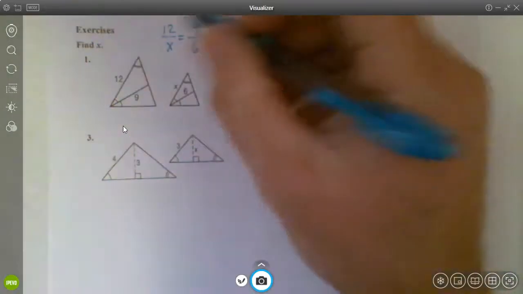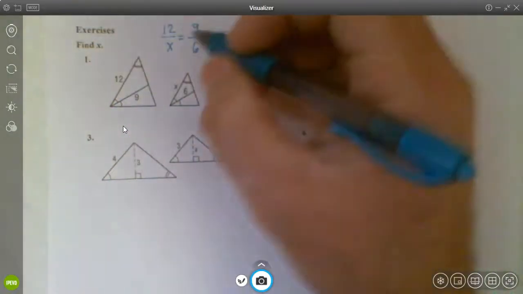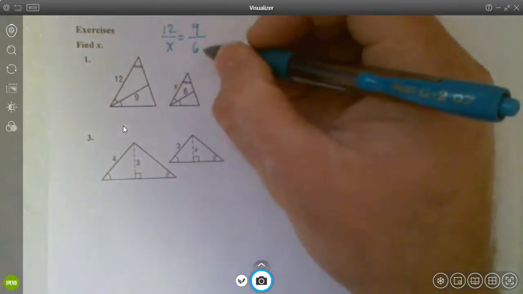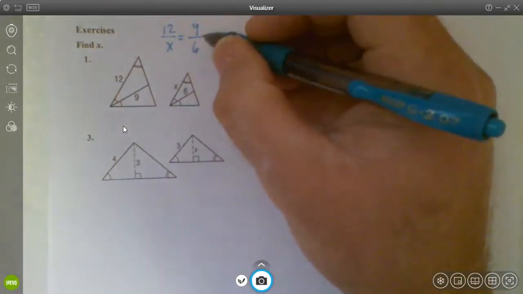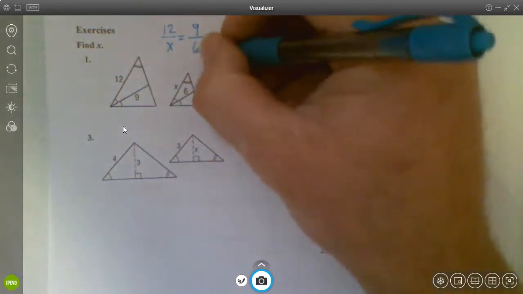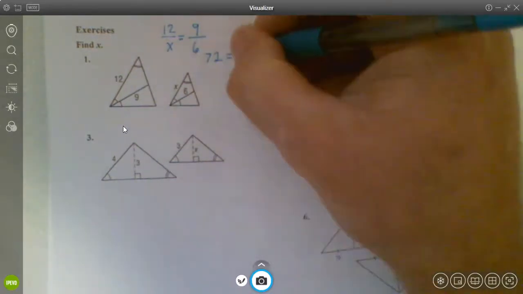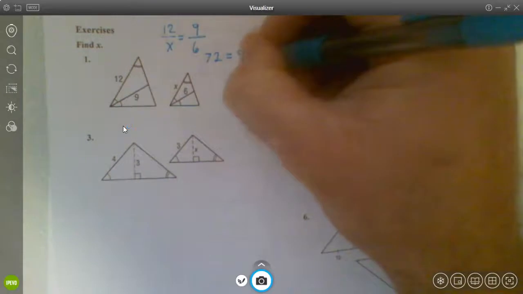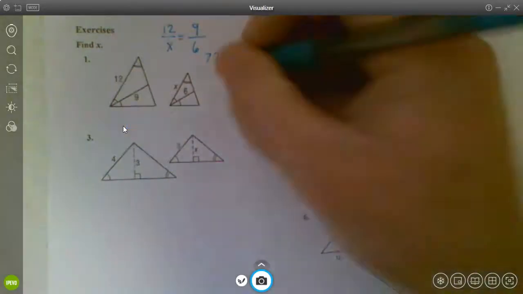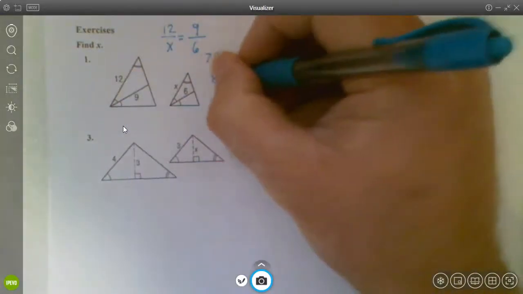Guys, I know you can cross multiply from here. Again, you would do 12 times 6 is equal to x times 9. So what would that be? 12 times 6 is equal to x times 9. And then, of course, we just divide both sides by 9 to get our value for x.